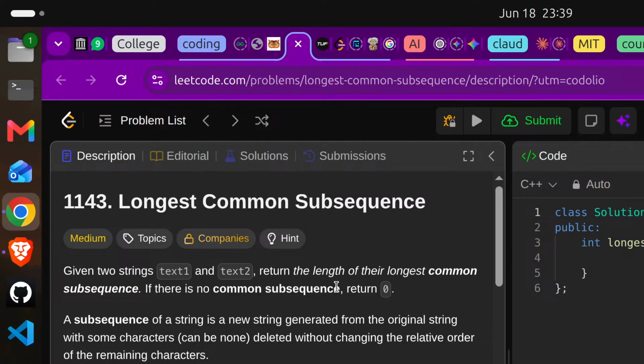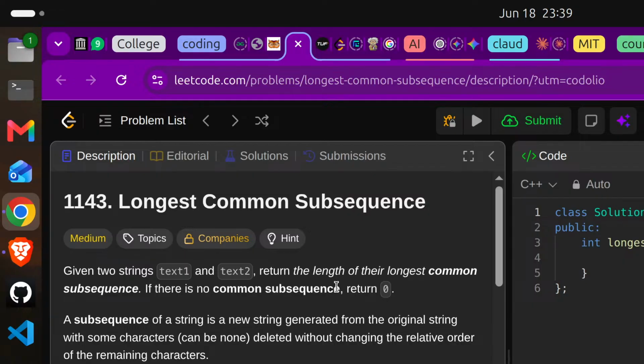What is a subsequence? A subsequence of a string is a new string generated from the original string with some characters deleted, can be none, without changing the relative order of the remaining characters. For example, ACE is a subsequence of ABCDE, like A and C and E. A common subsequence of two strings is a subsequence that is common to both strings. So we have to find the longest one.